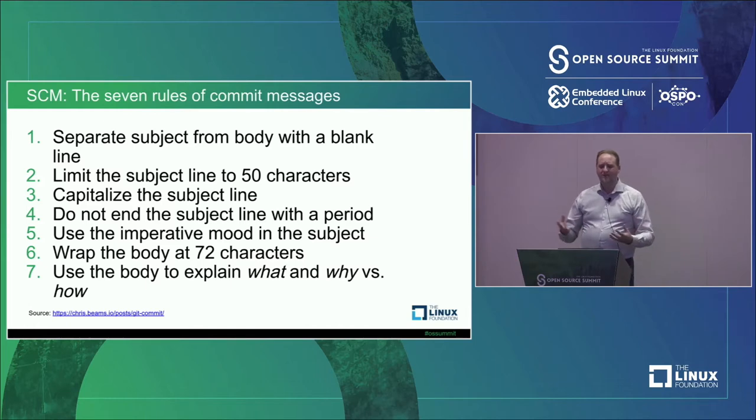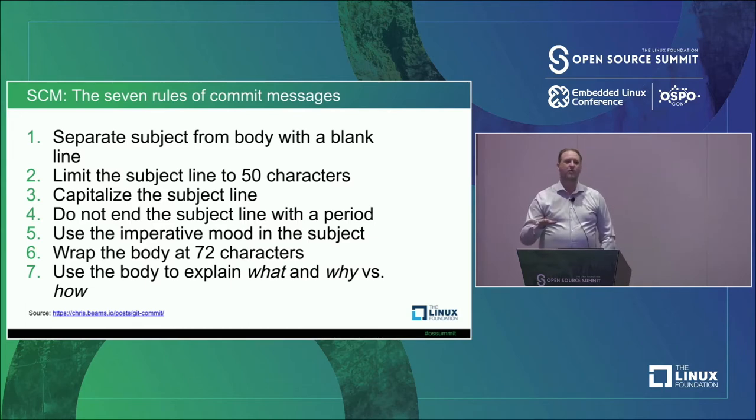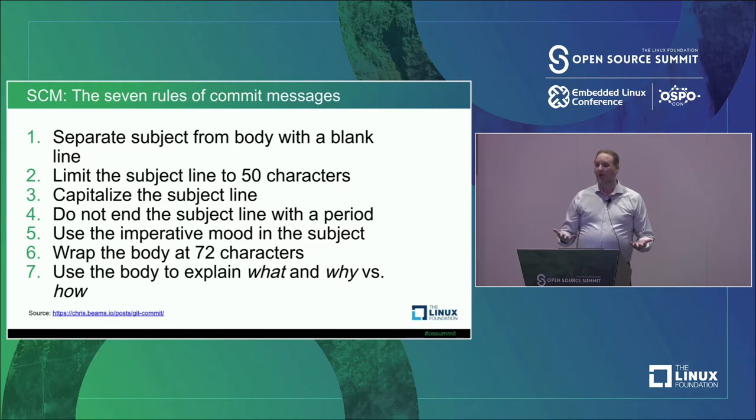You want to wrap your body at 72 characters, because again, email. If there are email discussions that happen on mailing lists, 72 characters is going to allow it to survive a couple of replies without breaking things up. And then you want to use the body to explain the what and the why, not the how. The code itself is going to tell you the how.